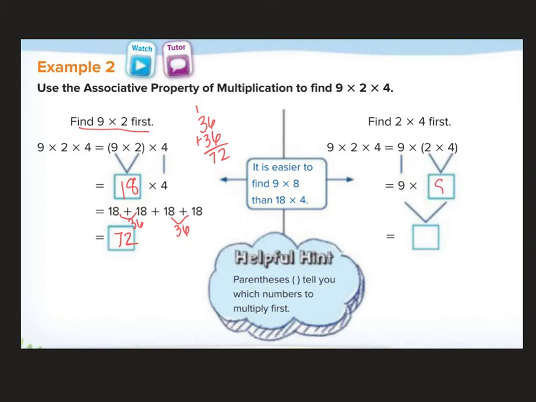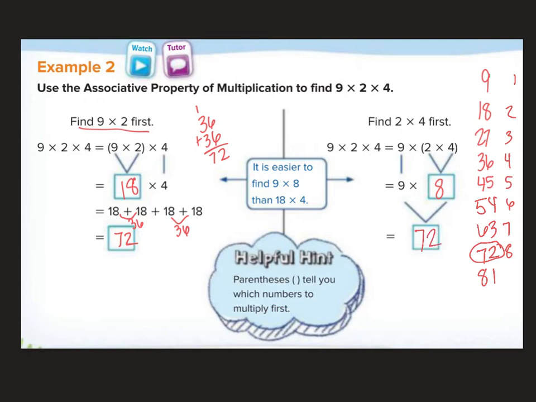2 times 4 is 8. 8 times 9. Well, let's do the multiples of 9. 9, 18, 27, 36, 45, 54, 63, 72, and 81. Okay, so this would be 9 times 1, 9 times 2, 9 times 3, 4, 5, 6, 7, 8. So our answer is 72. Let's see, do we get the same answer? Yes, we did.